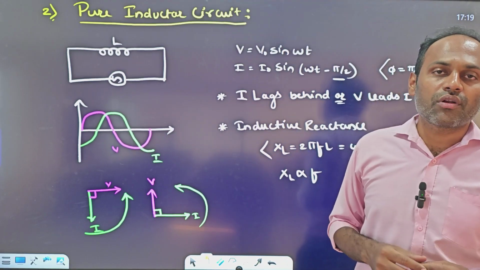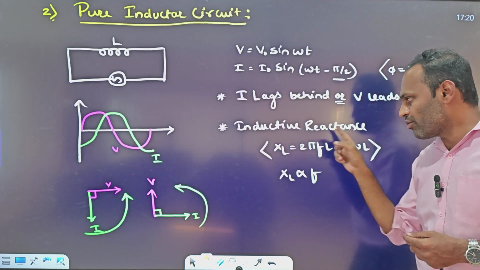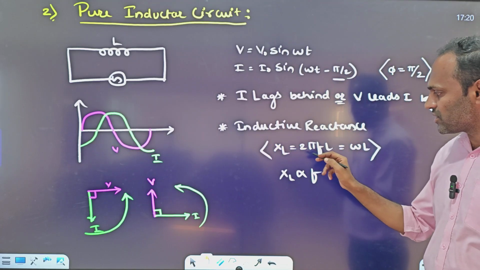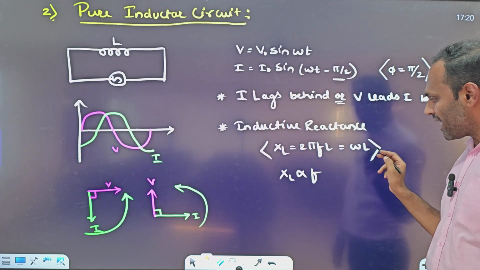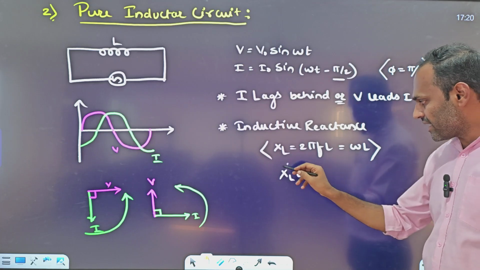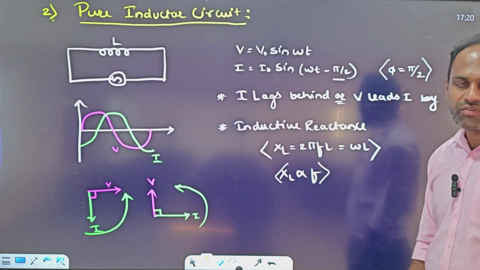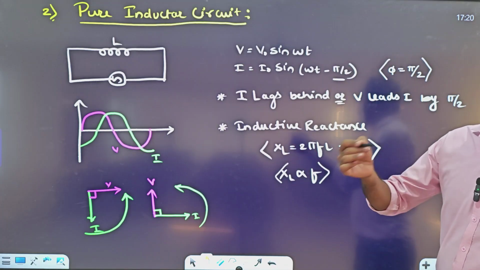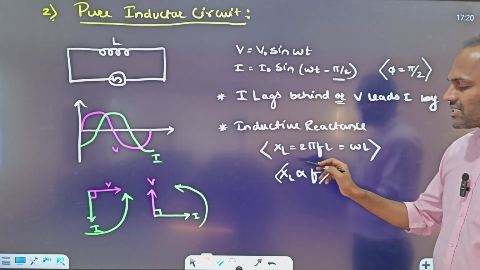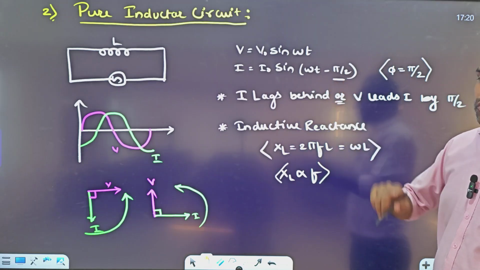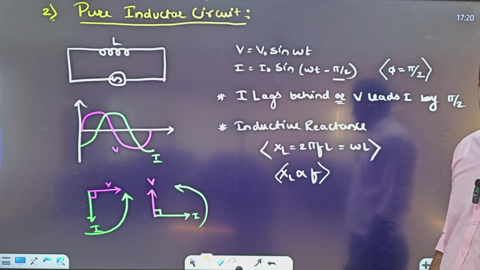So that opposition offered by the inductor is called inductive reactance, and it is given by XL equals 2 pi F L, or omega into L. So here it is clear that XL is directly proportional to frequency. As you go on increasing the frequency of AC, it starts opposing more. Its opposition will be more, right?